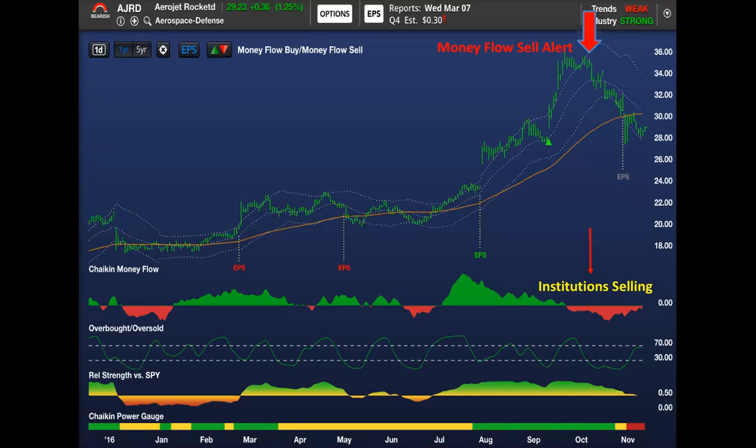Respect that. And now the power gauge has actually turned bearish, which is highly unusual to swing from bullish to bearish that quickly.